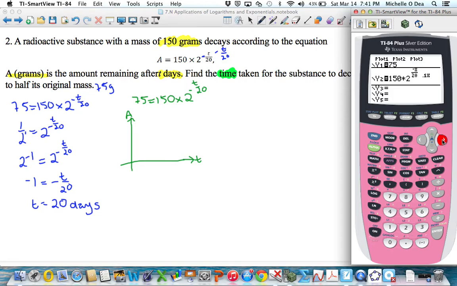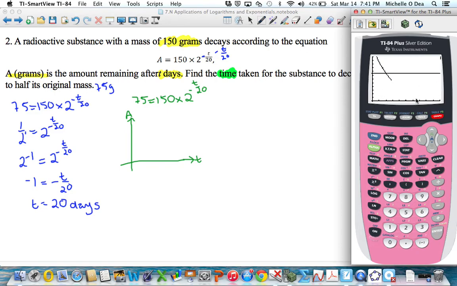And I want to get rid of that other stuff, so let's delete. Oops, no, didn't mean to delete the whole thing. Let's try again. 150 times 2 to the power of negative x over 20, so it looks like a fraction. Okay, let's try that. Let's try graphing it.